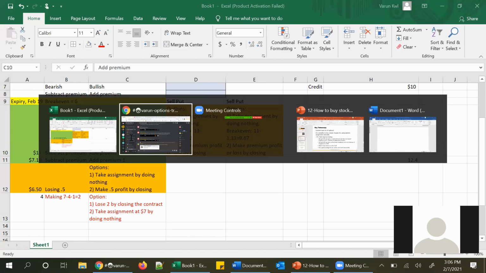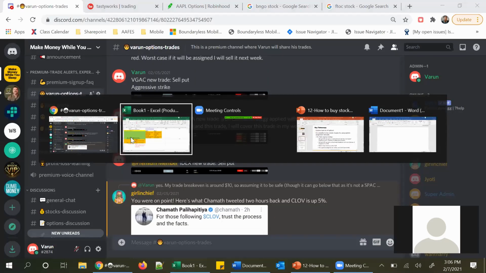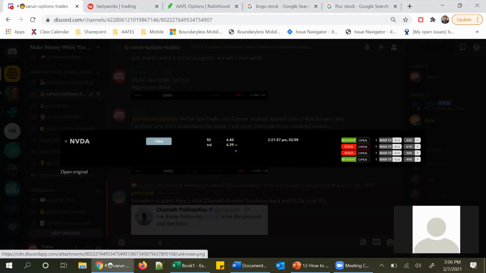For example, I placed this NVIDIA trade, and I'm making around $4.40, which is $440, and I just need $1,000 for this contract. Actually, I don't think even $1,000. I think I just need $500 or so to execute the NVIDIA contract, while the stock price of NVIDIA itself is $620. So this is the iron condor strategy. It might need just one session for itself to understand this.